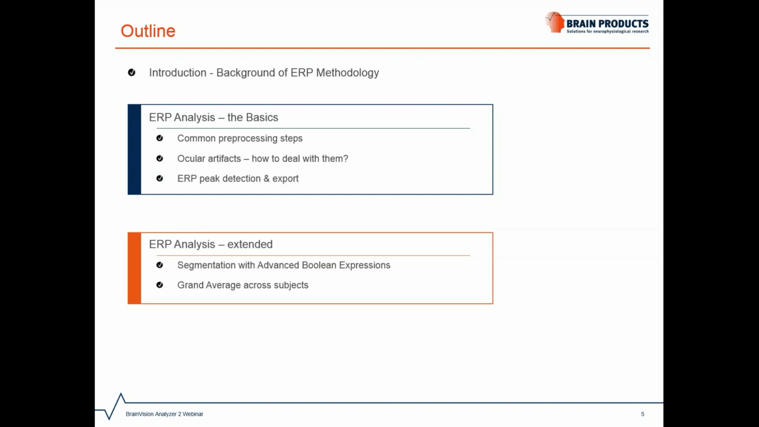Afterwards, I will switch to another paradigm, which is a cross-modal semantic priming, aiming at an N400 ERP component. I already prepared the data analysis of this part, as I want to focus on a single step within this pipeline, which is how to make use of advanced Boolean expressions to achieve more complex segmentations. I will finish with showing you how to create a grand average. At the end, we will have our usual questions and answer session, where we invite you to ask your open questions. I will conclude with some recommendations for further reading.